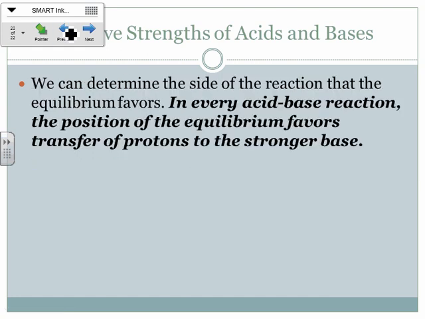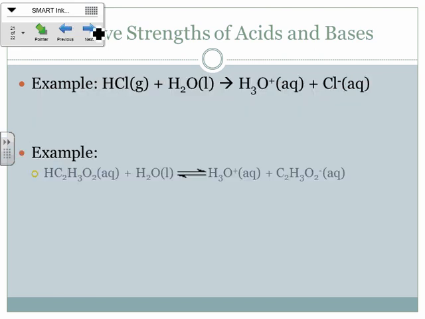So what it's saying here, okay, the position of the equilibrium is going to favor the transfer of protons to the stronger base, okay? So in this particular example here, HCl is going to give away its proton to the H2O to form H3O+ and Cl-, okay?